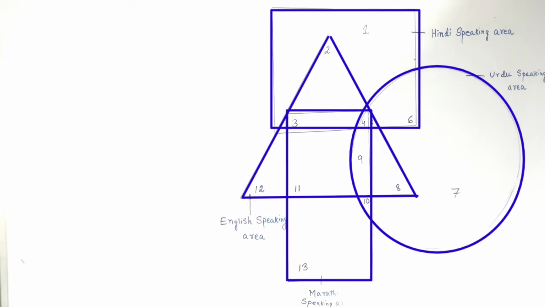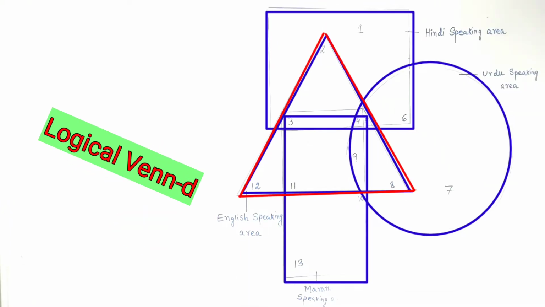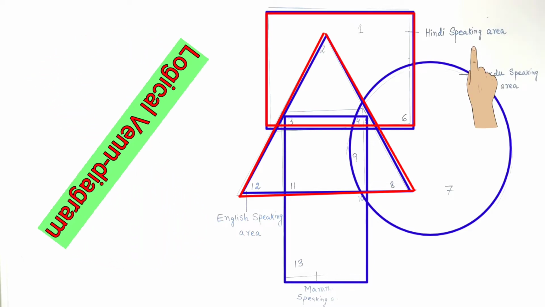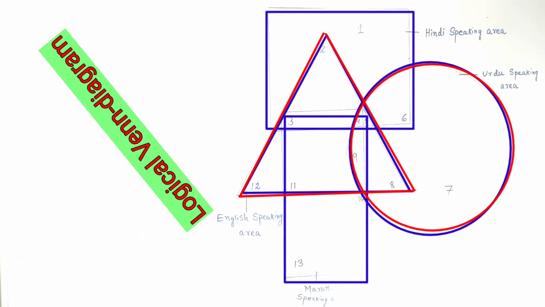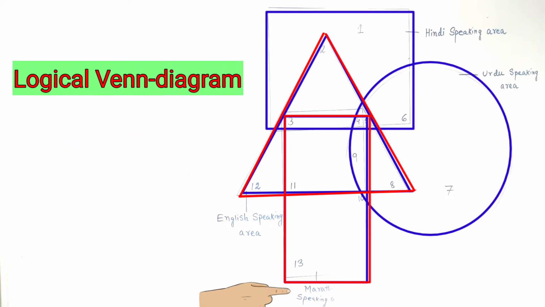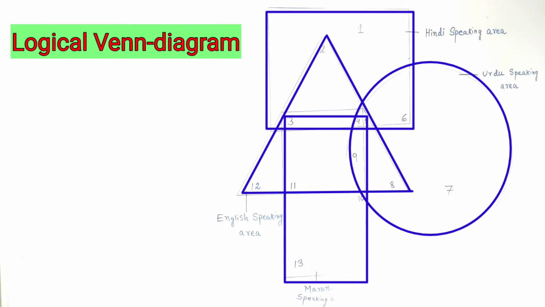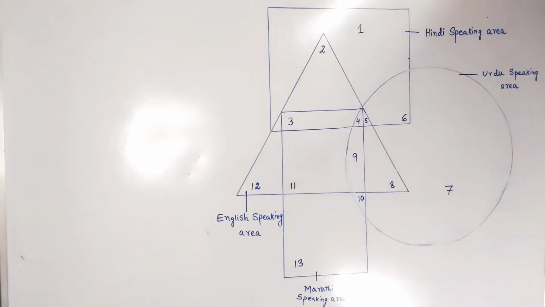The given figure depicts an area where people speak 4 different languages. The triangle depicts the English speaking area, the square depicts the Hindi speaking area, the circle depicts the Urdu speaking area, and the rectangle the area where people speak Marathi. Each part is numbered. Our task is to study the figure and answer the given questions.